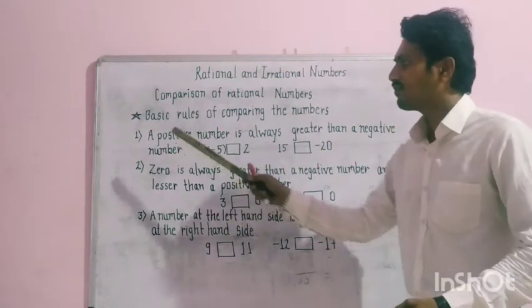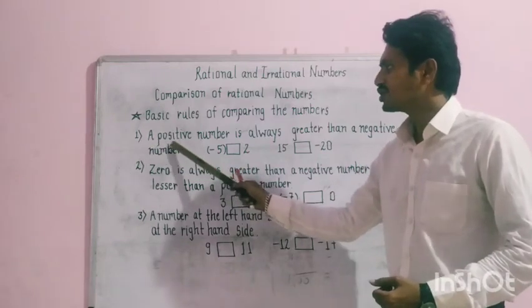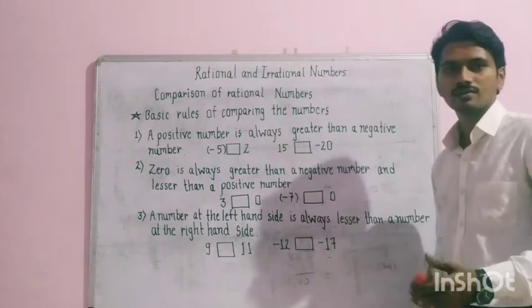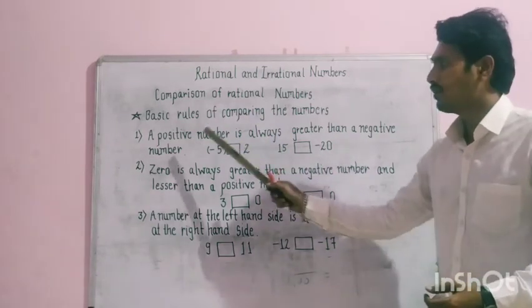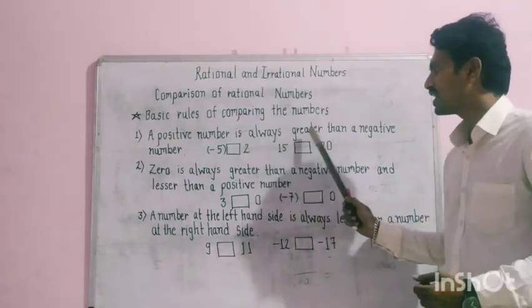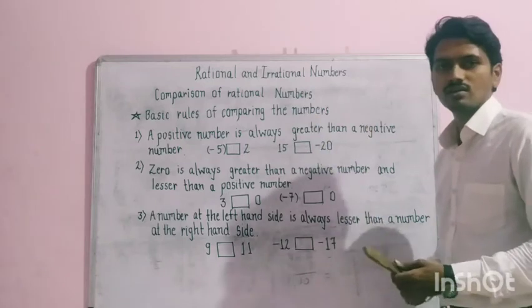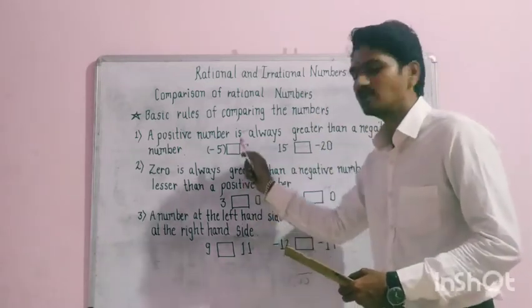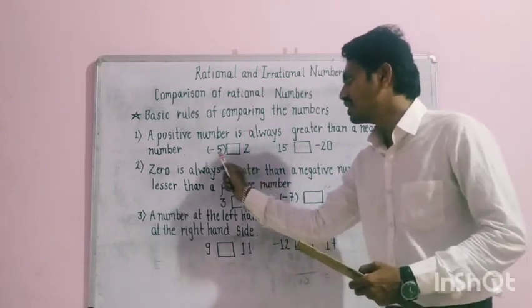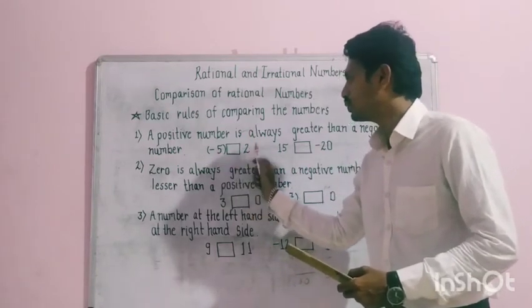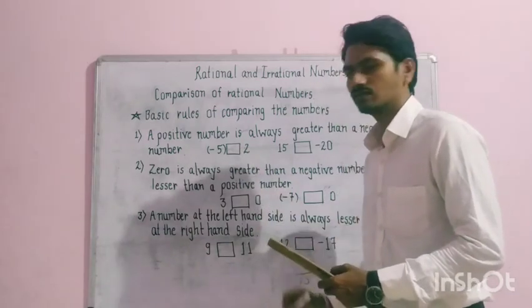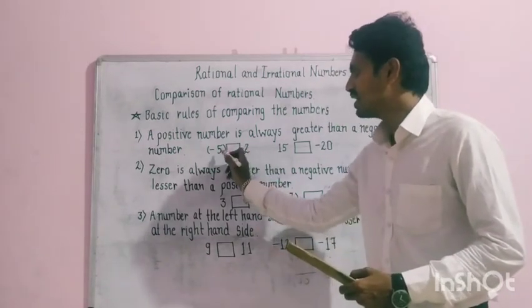Let's see. The first rule is that a positive number is always greater than a negative number. Remember this. So here we have taken two examples. The first example is -5 and 2. Who is greater? 2 is greater. 2 is greater than -5.